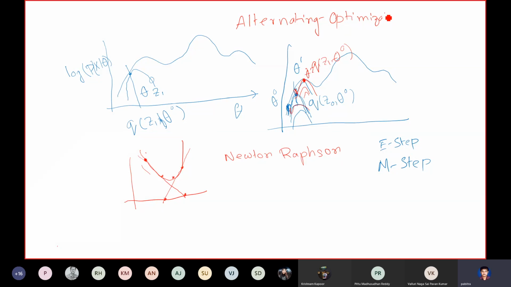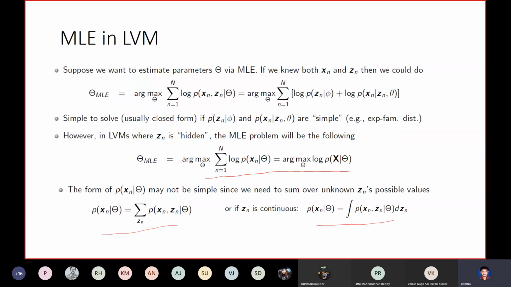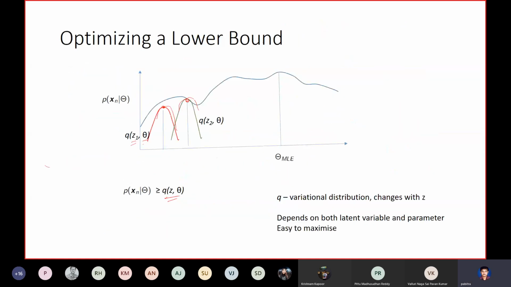With the help of another auxiliary lower bound. So the EM algorithm, in fact, this Q is called a variational distribution in the sense that it changes with Z. It depends on both Z and theta. And this entire method of optimization is also sometimes called a variational optimization method.